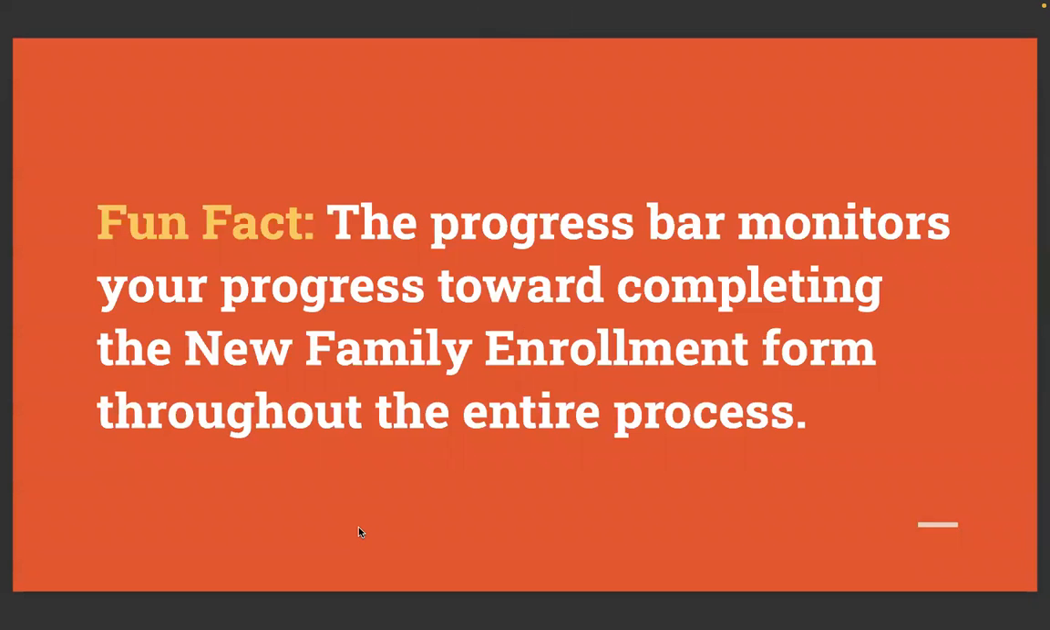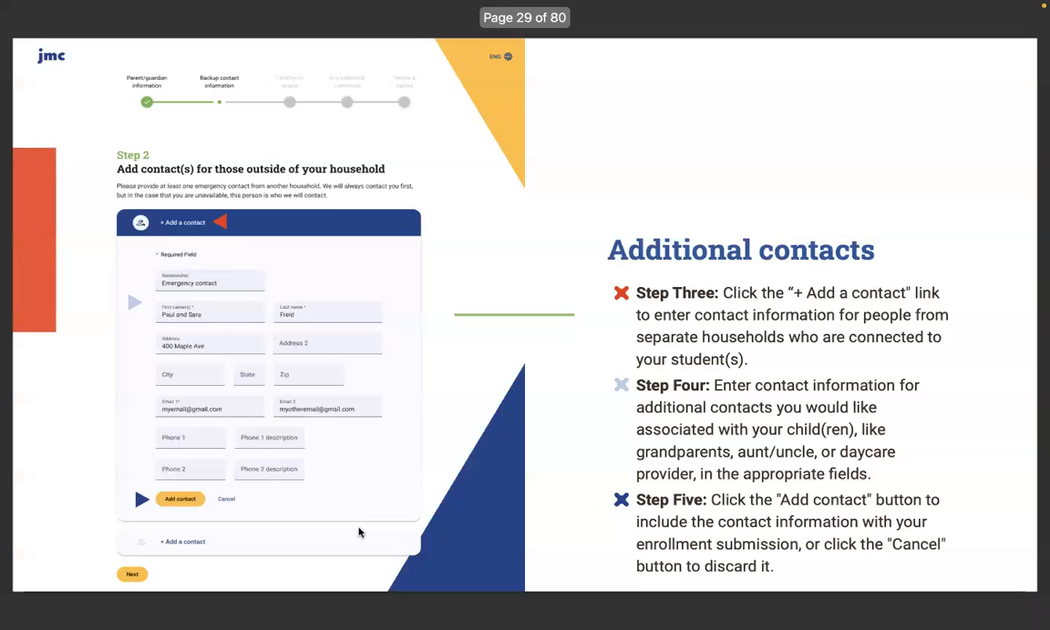And fun fact, the progress bar at the top of the screen monitors your progress toward completing the new family enrollment form throughout the entire process. And we can see that right up here. And what is also fun to mention is that you can actually jump back to anything using that progress bar. There are links to any section that you've already completed. If a family wants to go back and edit, they can use that progress bar to jump right to the section that they need to review.